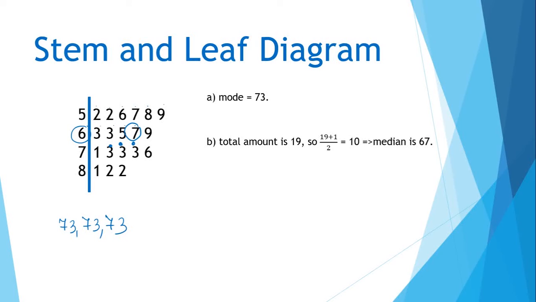And to find the range, we should subtract the smallest value from the greatest value. The smallest value is 52, the greatest value is 82. So the range is 30.